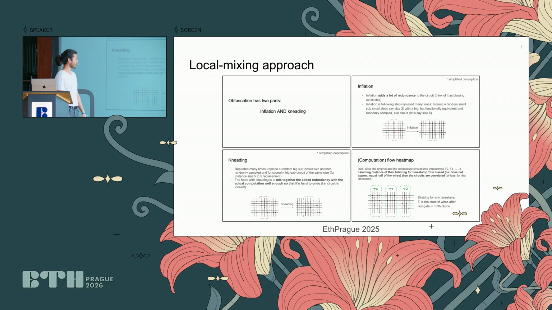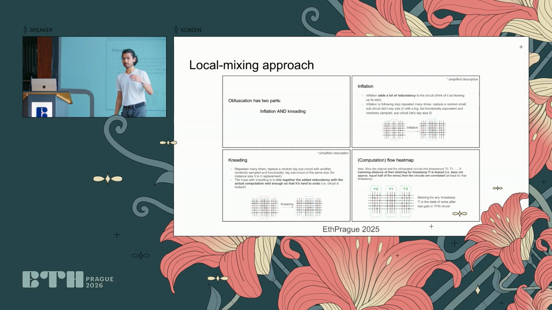So in EthPrague 2025, roughly a year back, I presented local mixing as a two-step procedure called inflation and kneading. In simple words, what is inflation? Inflation adds a lot of redundancy to the circuit. It takes small paths, small gates, small pairs in the original circuit and inflates them, adds a lot of fat to it so that the circuit becomes large. Intuitively, you can think of it as adding a lot of rubbish data to the circuit so that you cannot figure out what it does.